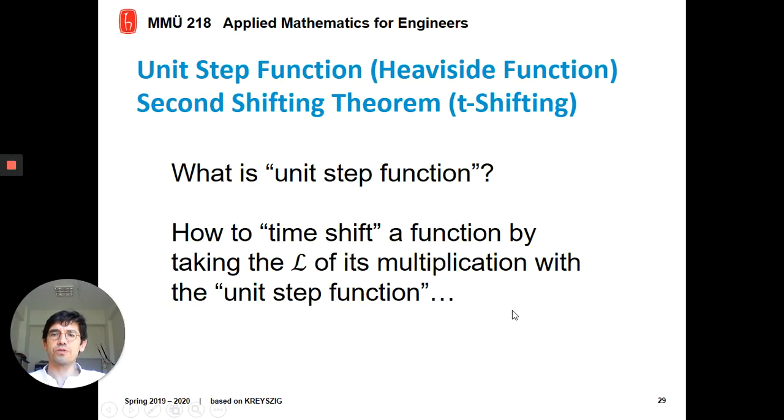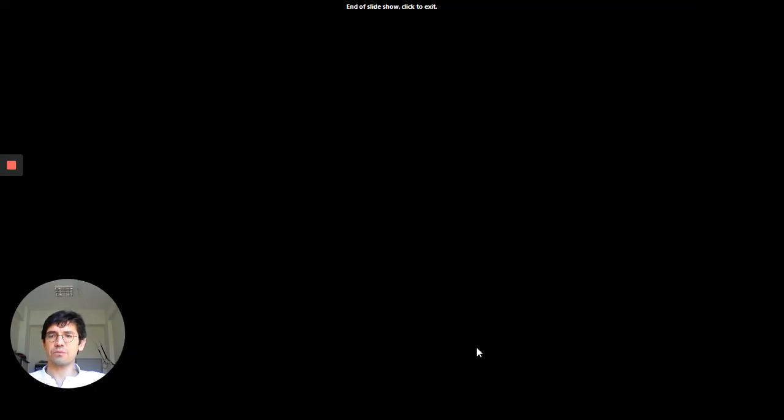So we will see more complicated signals that could be time shifted, and we will give some examples of that later next week. We have now seen just a little introduction to how to time shift a function by taking the Laplace of its multiplication with the unit step function. So the utility of the unit step function in time shifting is quite obvious if you consider our example before.